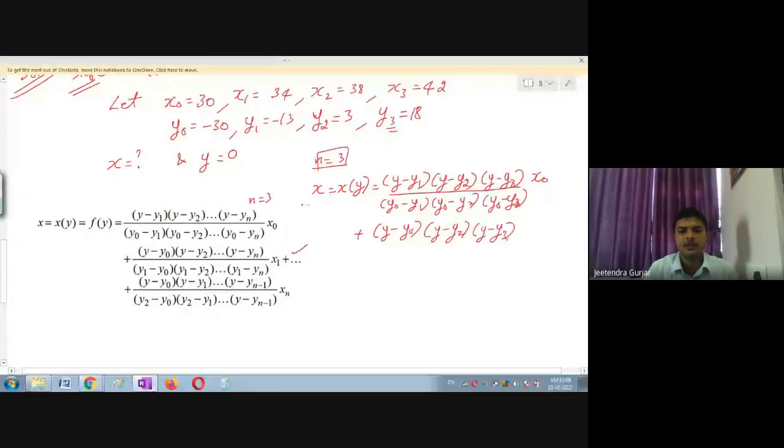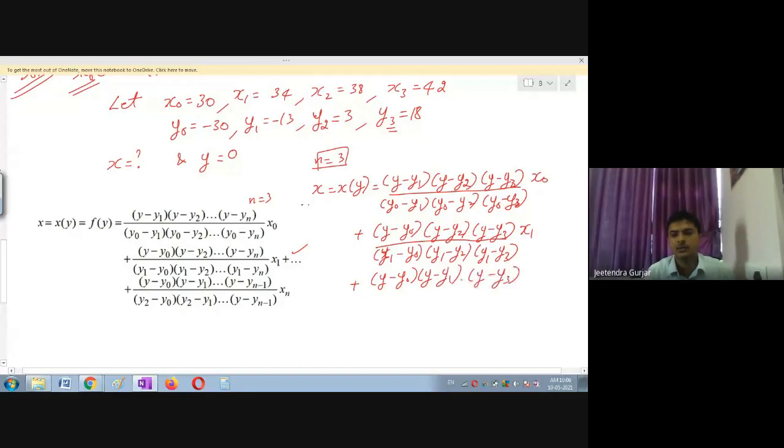You can see here y1 is missing in the numerator, so you are going to write here x1. That is one of the clues. You have to remember the formula. And in the denominator you can see very easily: y1 minus y naught, y1 minus y2, and y1 minus y3. Okay, next I will continue with y minus y naught, y minus y1, and y minus y3.